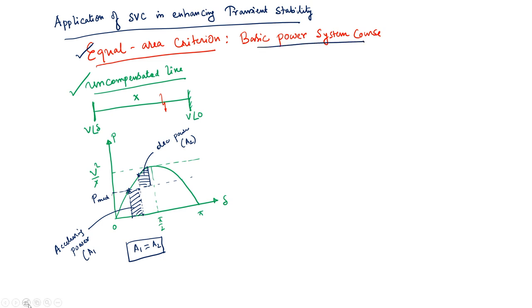Now, in this particular diagram, this area is the area which has importance. This is the area after this decelerating power is taken up. This area is called the marginal area, and if this marginal area is 0, then this equal area criteria will never be met. Therefore, this particular system will never be stable.